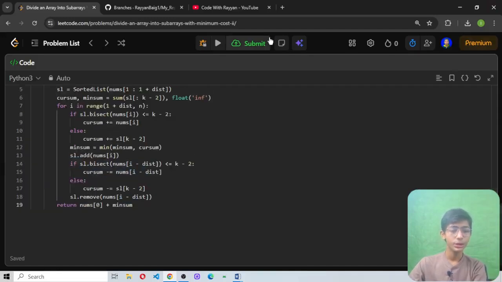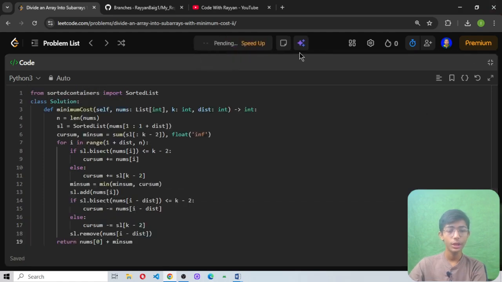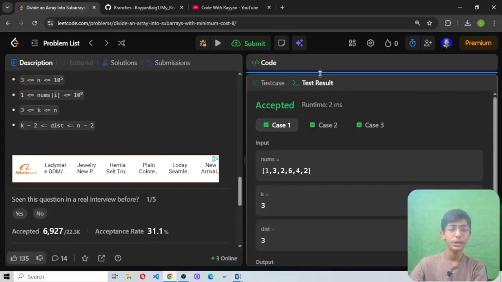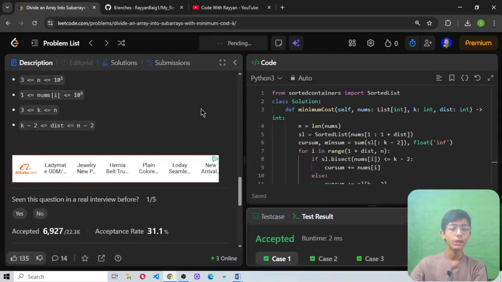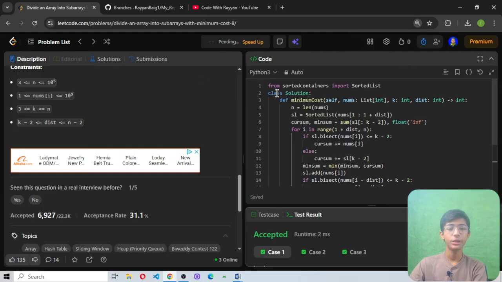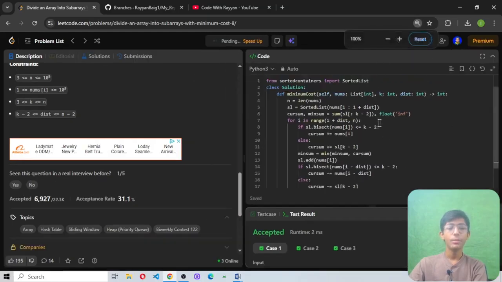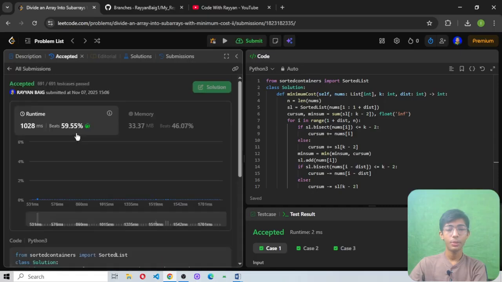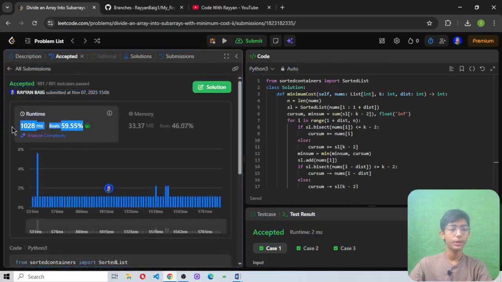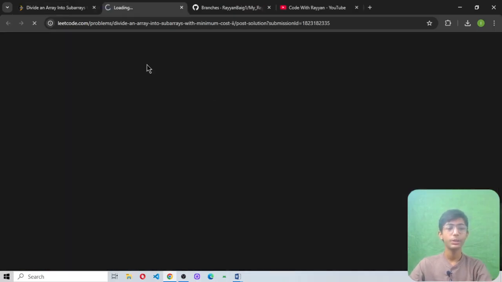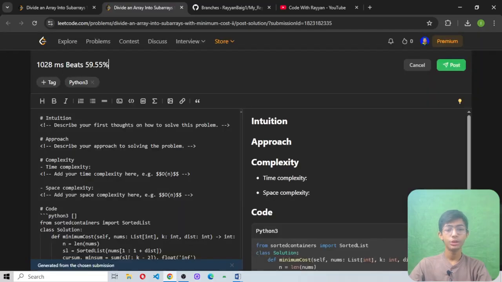So now the last thing is to see the running code. When I run this code, let's see whether it is correct or not. If it is not, we will recheck. Now it has been accepted: case 1, case 2, case 3, all 3 cases are accepted. Last thing is to submit the code, because submission is very important. It has also been submitted, beating about 60% of people. Let's post the solution here.